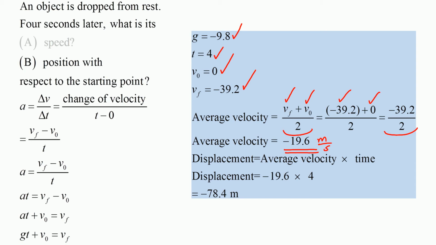So what is displacement? Average velocity times time. Average velocity is negative 19.6. Time is 4 seconds. So what is meters per second times seconds? Seconds and seconds cancel out, so we get our answer in meters. And so we get negative 78.4 meters. So we are 78.4 meters below the starting point.